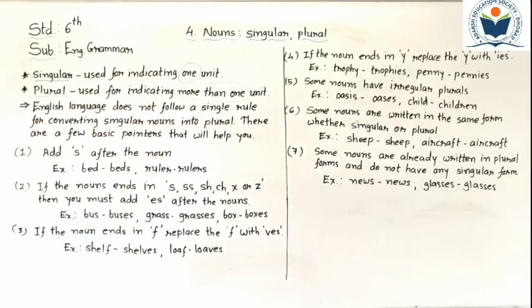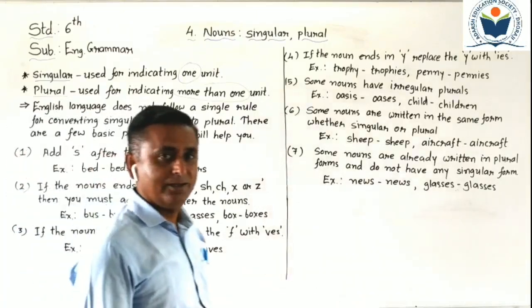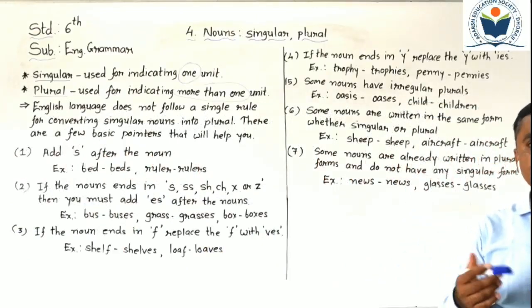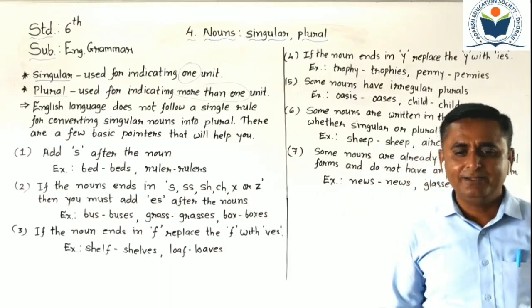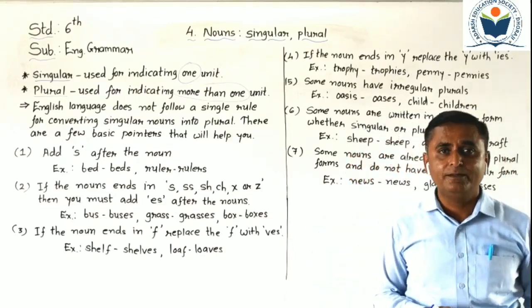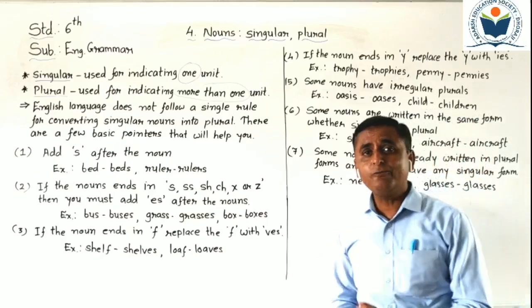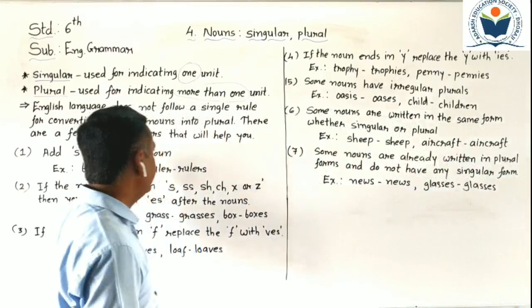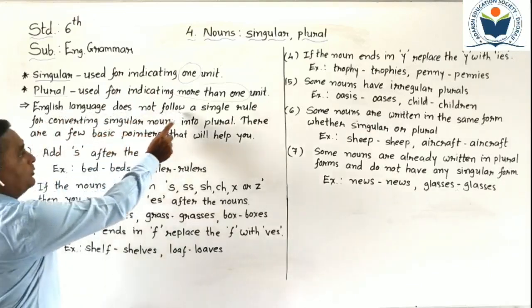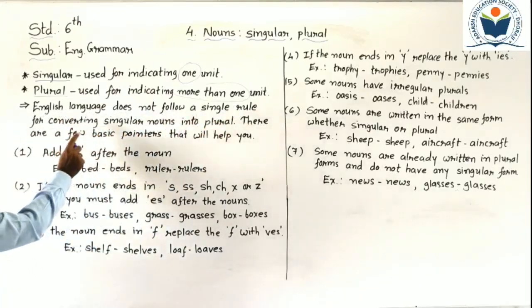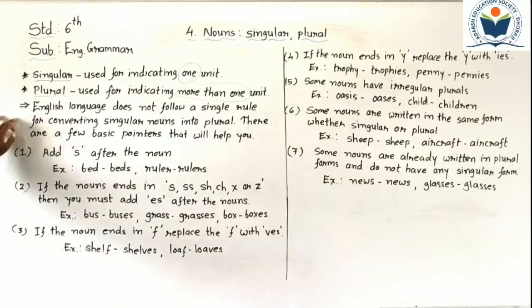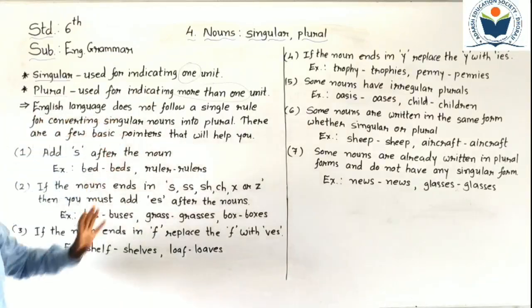Now, how do we convert singular into plural? There are some points we have to remember while converting any singular thing into plural. For example, a table is in singular form, but while we are converting it into the plural form, it becomes tables. But how it becomes tables, we have to understand here. Just see, the English language does not follow a single rule for converting singular nouns into plural.